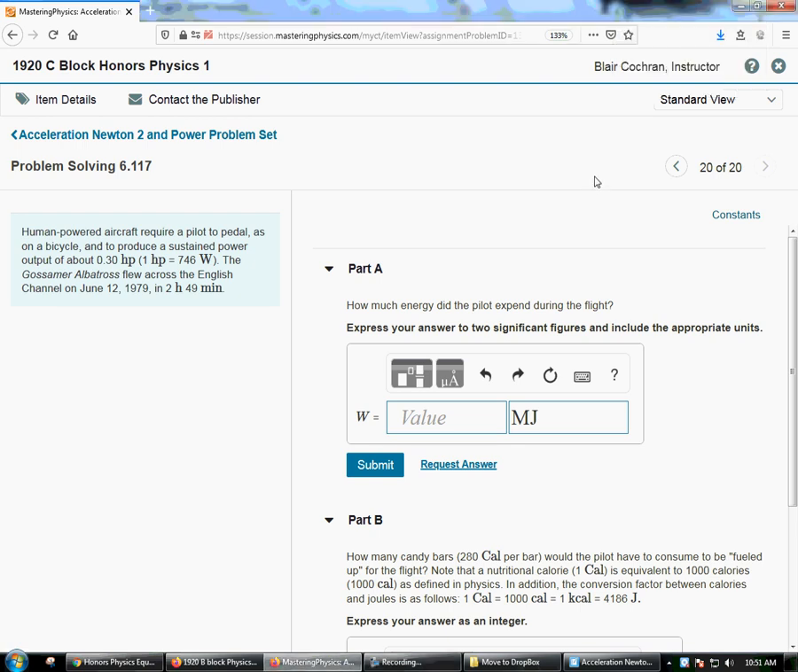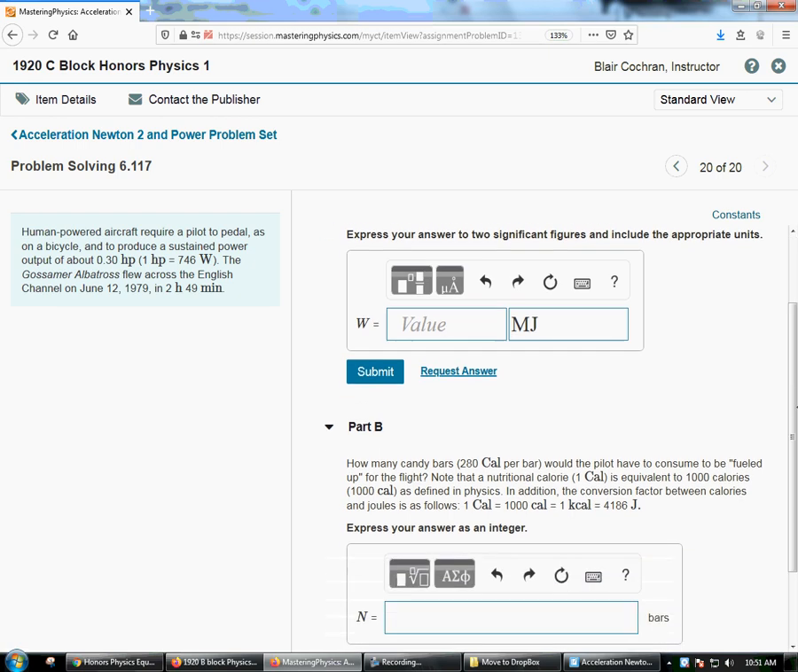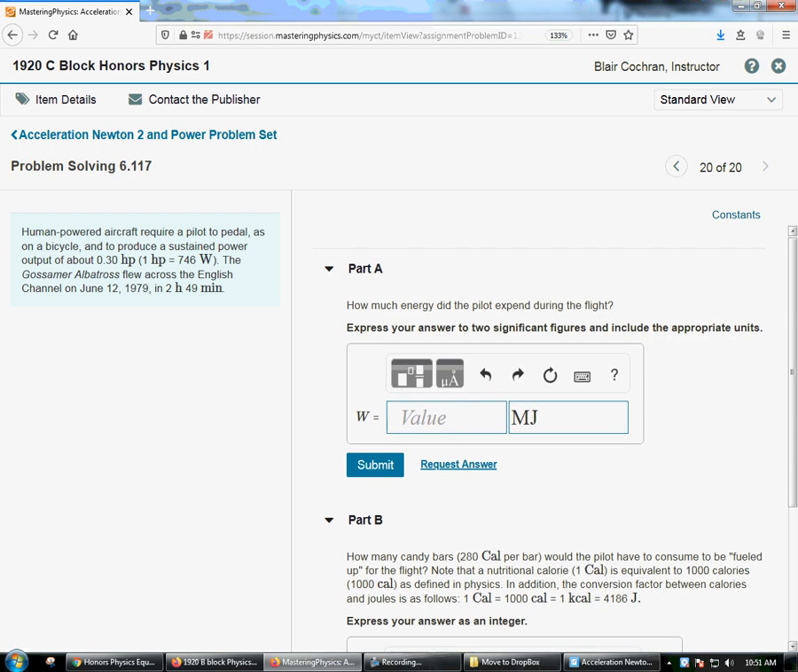All right, so we're going to start with 20 here. Human-powered aircraft. Same power output about that. How much energy did the pilot expend during the flight? How many candy bars would that be?